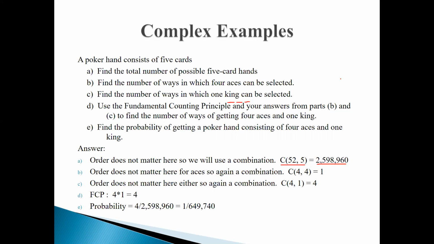Now, how many aces are there? Well, there's 4 aces, and we're going to have to choose 4 aces. So that's really C of 4 total aces, 4 aces that we're choosing, and that ends up being 1. Pretty simple. Now, on the next one, how many ways can you get 1 king? Well, how many possible kings are there? There's 4, so N is 4, R is 1, so C 4, 1 gives us a total of 4.